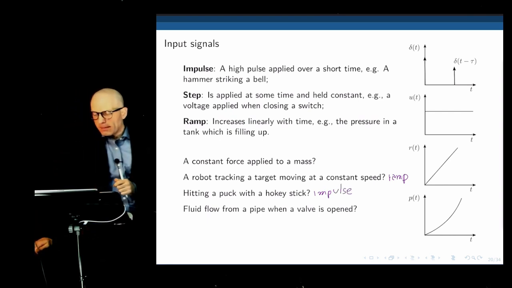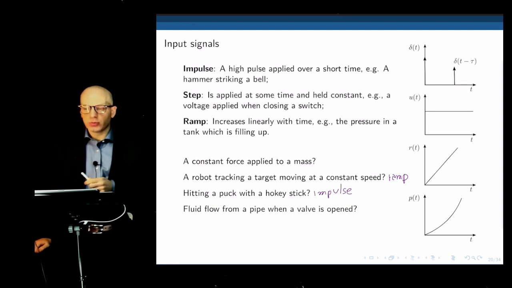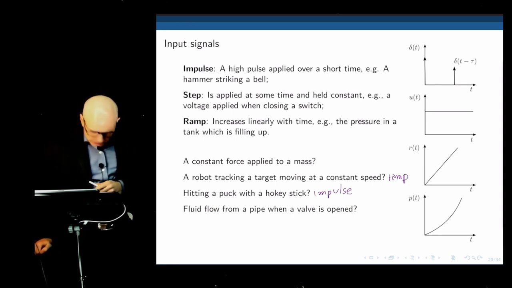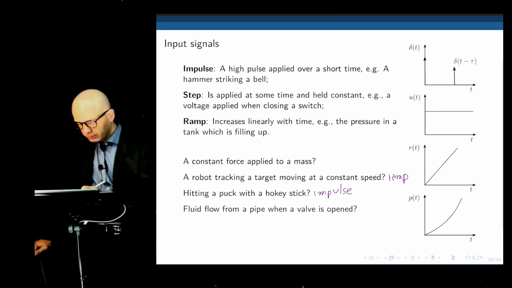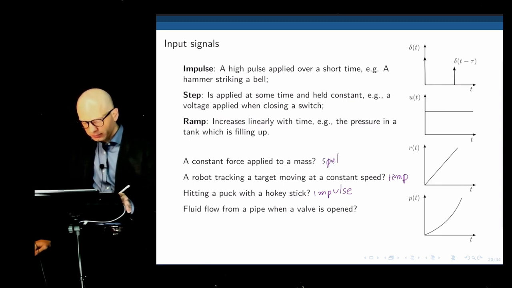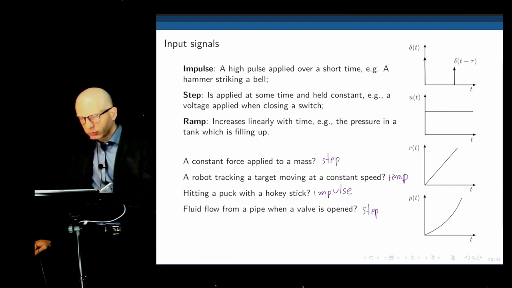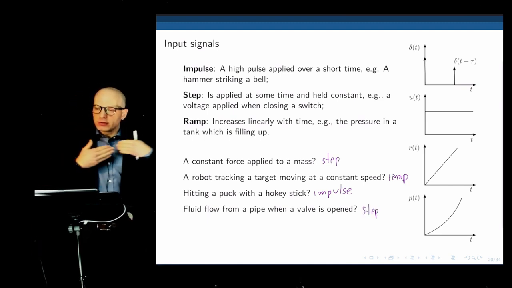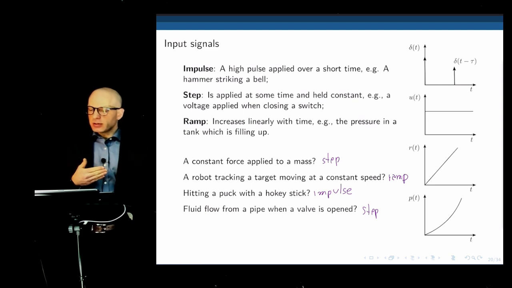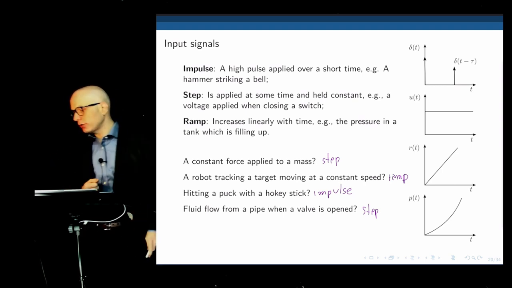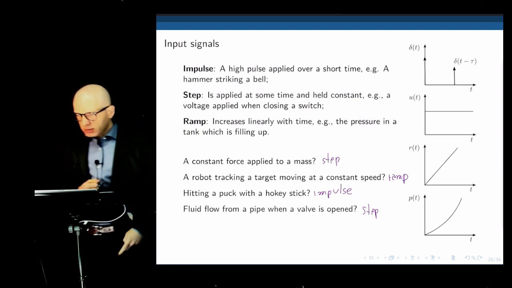Fluid flow from a pipe when a valve is open. What would that be? The step function. Very good, this would be a step function. Once the valve is open, fluid flows constantly at a given rate, so that characterizes a step input.